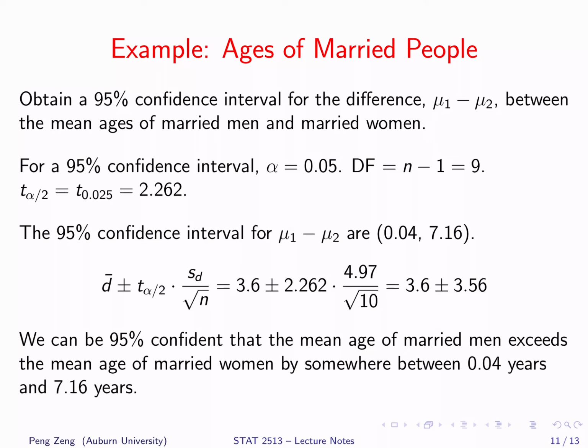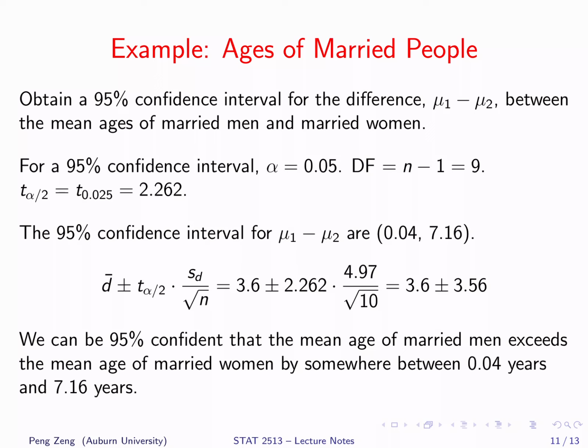Let's obtain a 95% confidence interval for the difference between the mean ages of married men and married women. For confidence level 95%, alpha equals 0.05. Therefore, t alpha over 2 equals t 0.025 equals 2.262. Here, the number of degrees of freedom is n minus 1 equals 9. The 95% confidence interval for mu1 minus mu2 is d bar plus or minus t alpha over 2 times sD over square root n.